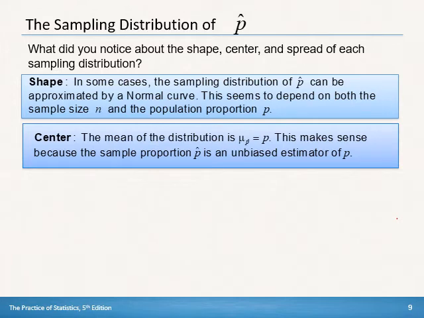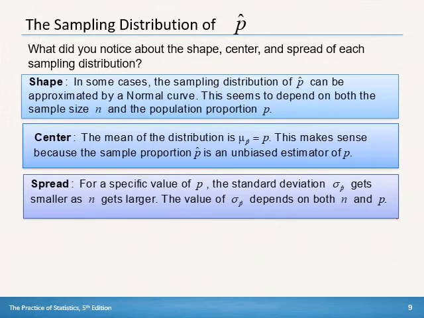All right, the center of each of those, if you look back at the first top 3, all seem to be centered right at 15%. The bottom 3 seem to be centered at 45%. And that's because the mean of the sampling distribution of p hat will be equal to the true proportion in the population, because p hat is an unbiased estimator. We learned that back in section 7.1. Yes, the mean of the sampling distribution of p hat will always be equal to the population proportion p.